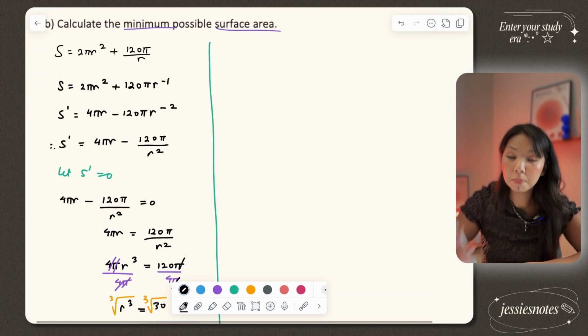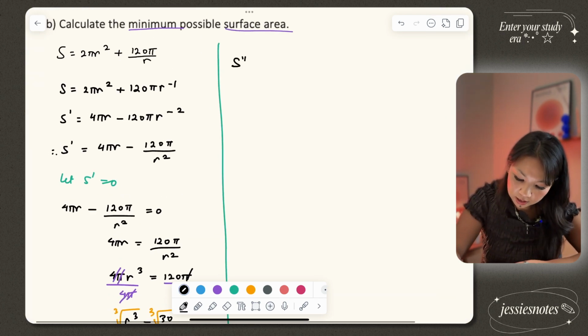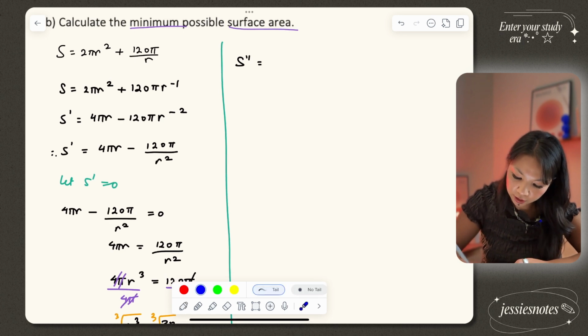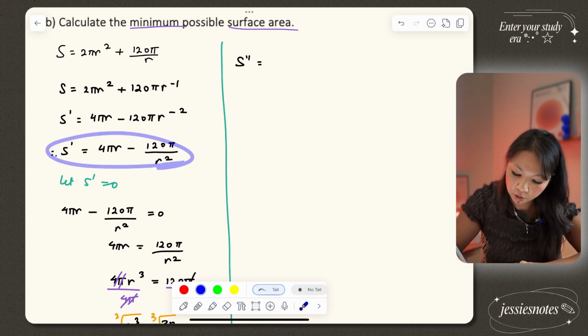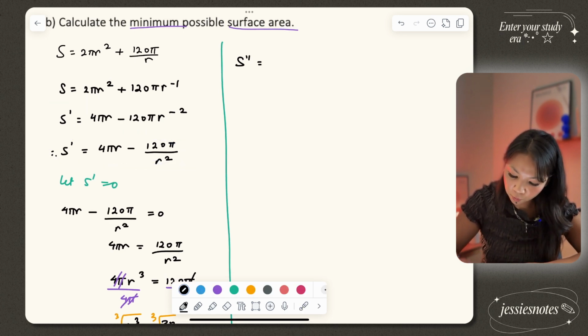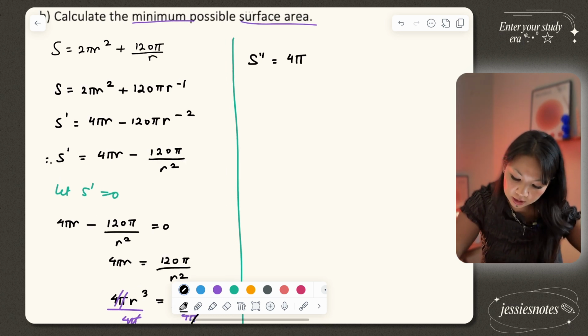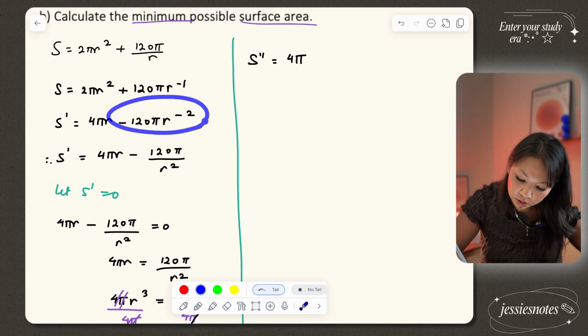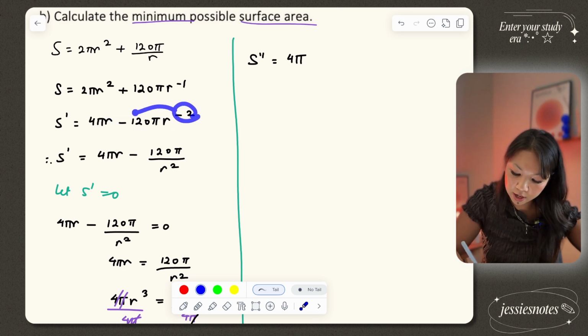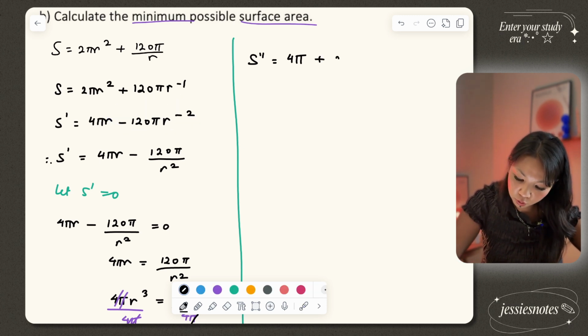So to show that it's a minimum, we're going to find the second derivative, s double dash. So if I differentiate this, I'm going to use this form where it's an index form. So 4 pi r, the derivative is just 4 pi. The r goes away. We're just left with a constant. And then if you multiply the power of negative 2 down to the front, that becomes positive 240 pi r to the power of negative 3.